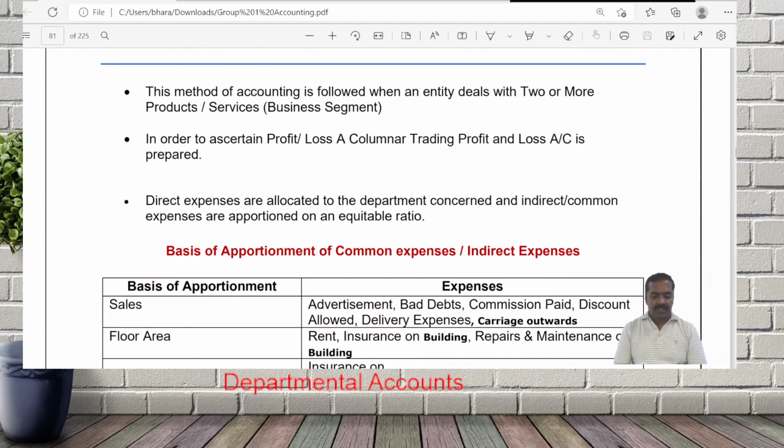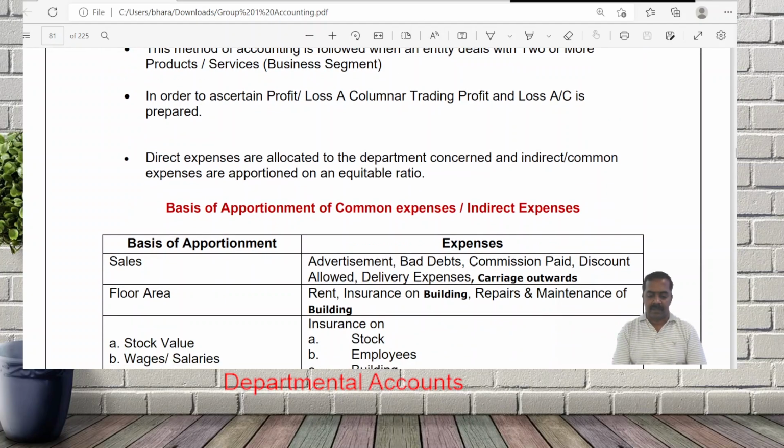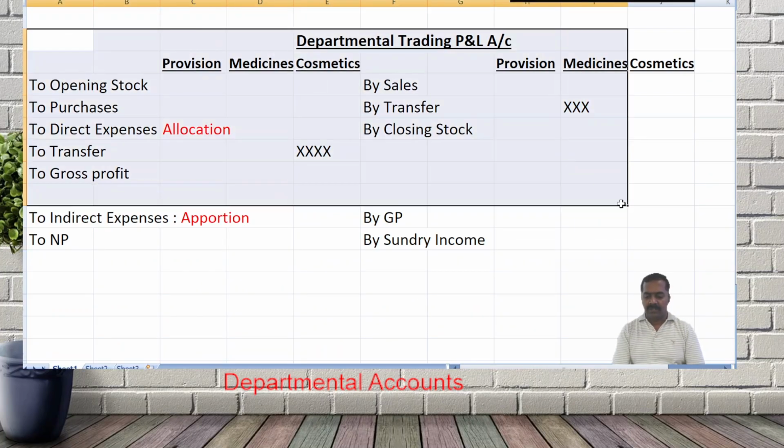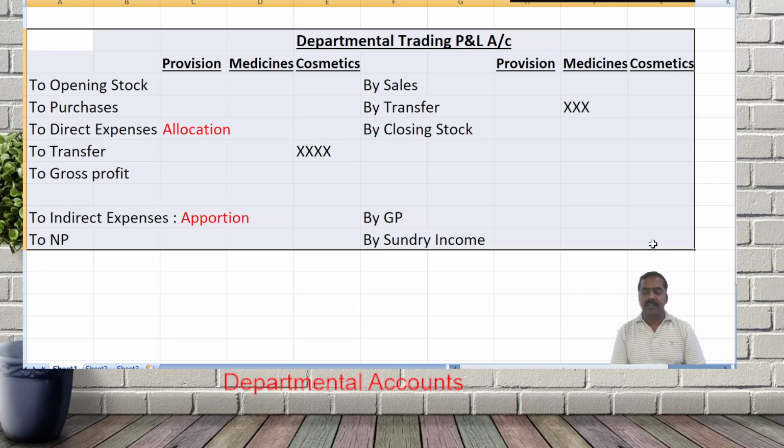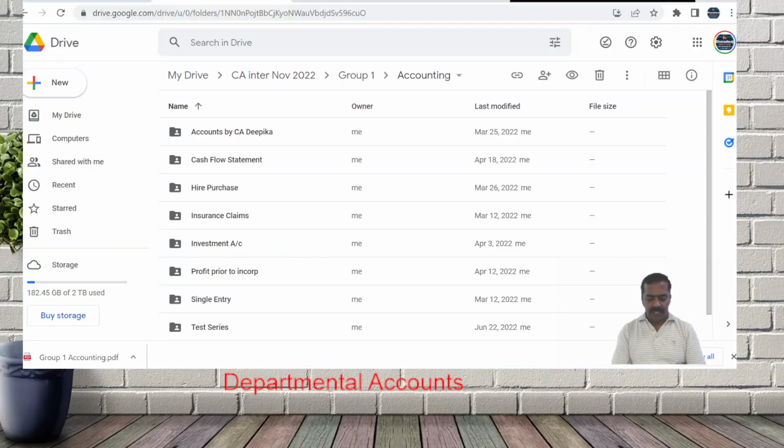Go through that. This method of accounting is followed when an entity deals with two or more products or services. You are having two or more different types of business segment. In order to ascertain profit or loss, a columnar trading P&L account is prepared. This is an example. We prepare in a columnar format.